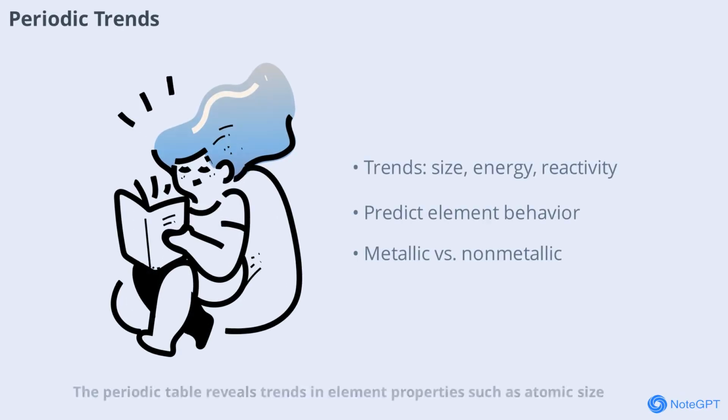The periodic table reveals trends in element properties such as atomic size, ionization energy, and electronegativity. These trends help chemists predict how elements will react and combine. For example, elements become more metallic as you move down a group and more nonmetallic as you move across a period.